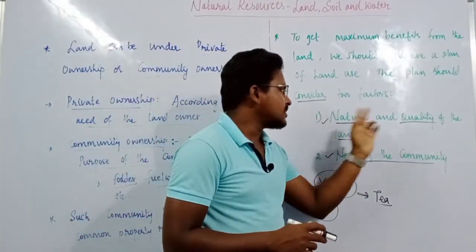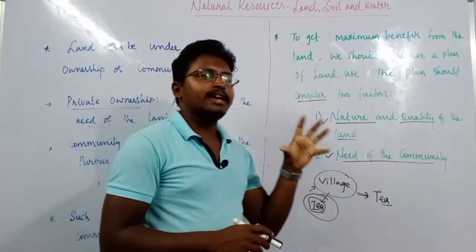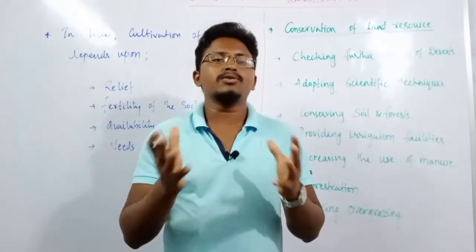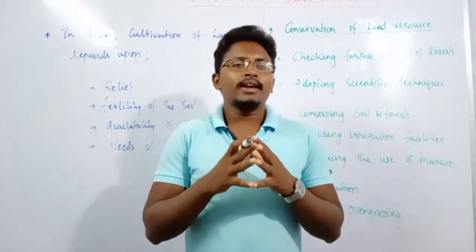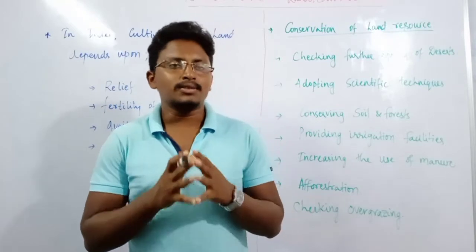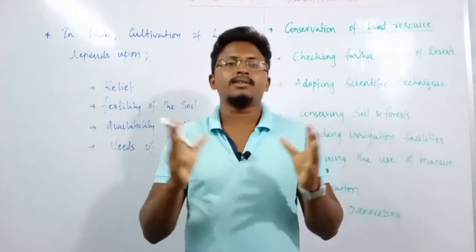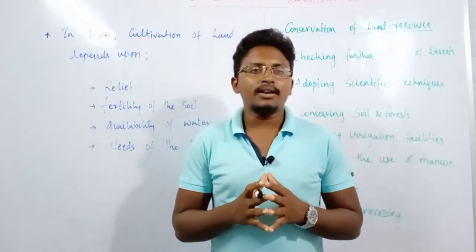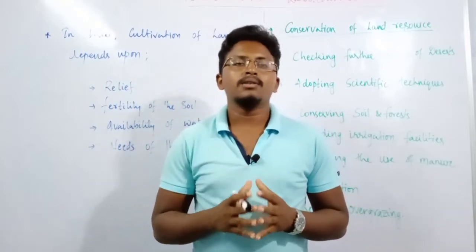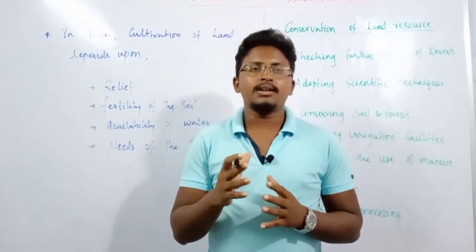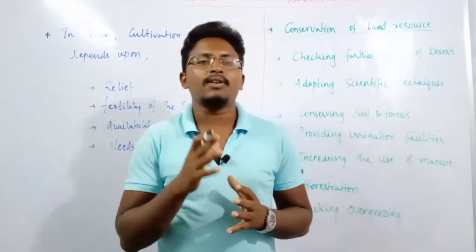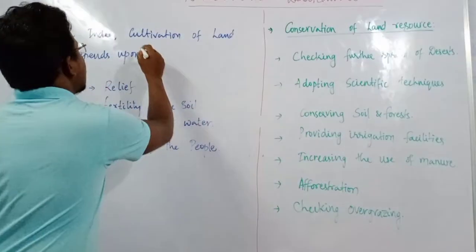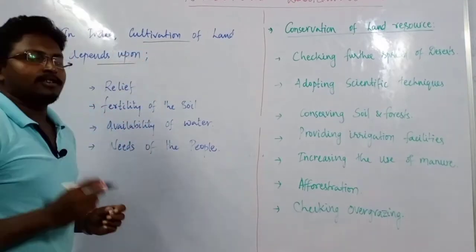They are the nature and quality of the land. Second one is the need of the community. As you all know, India is a very hugely populated country, or you can say India has a very large population. So in order to serve food for such a large population, we already have very little land, but we have to produce more and more crops. Therefore, what are the factors that are responsible for cultivation of land in India? Let us see the factors responsible for cultivation of land, especially in India.